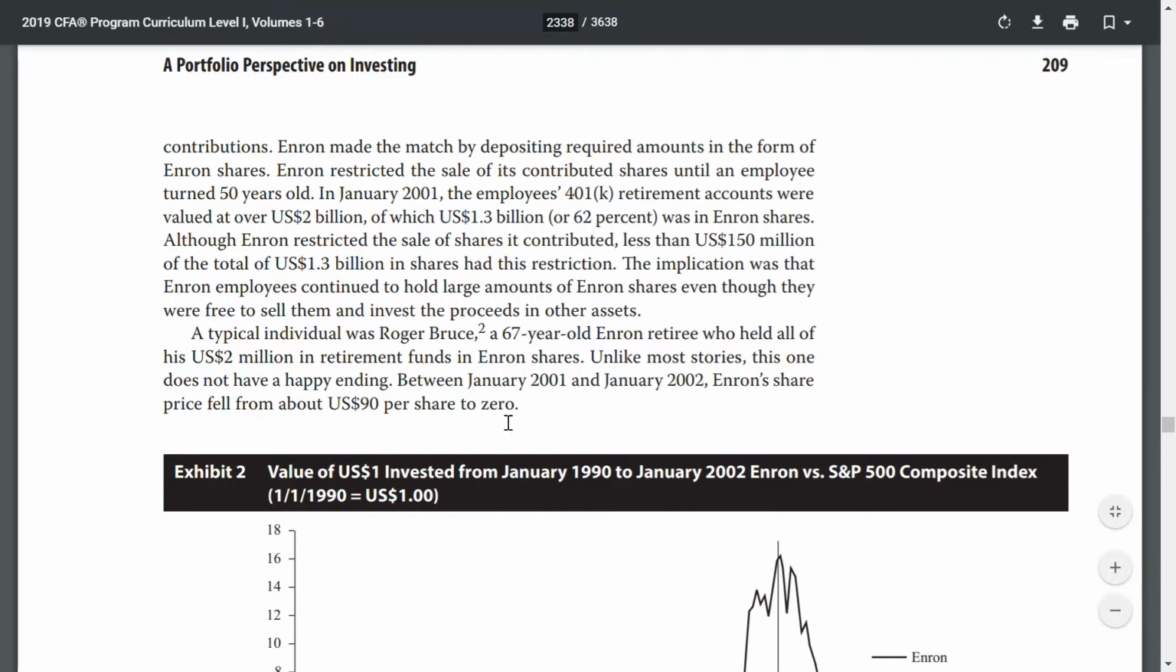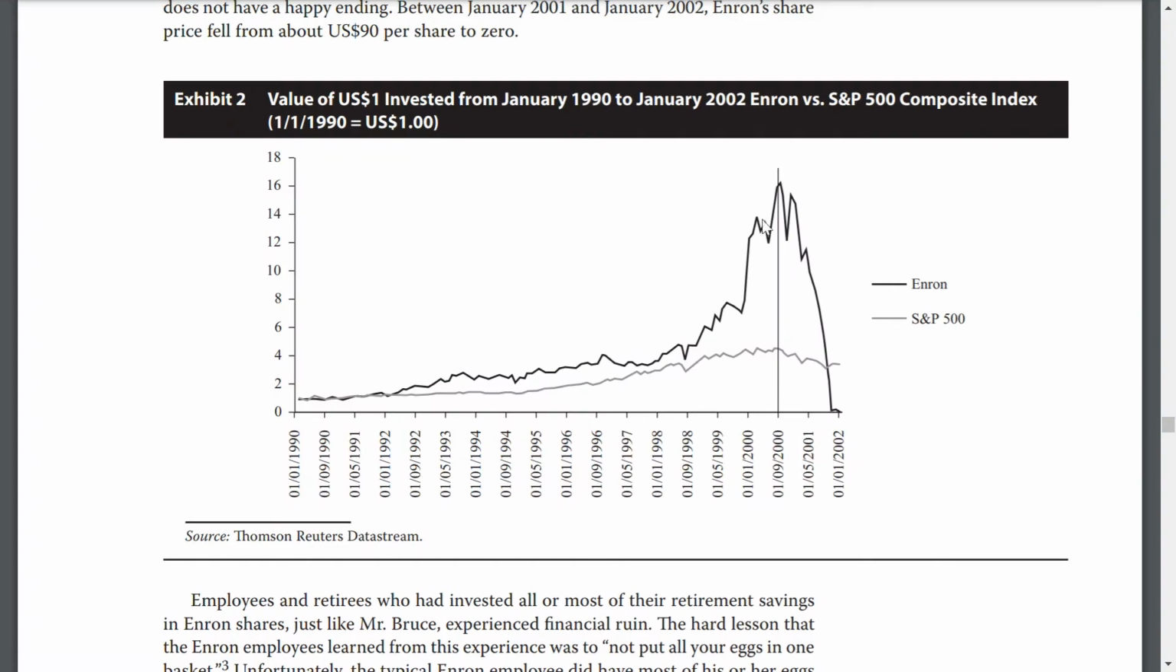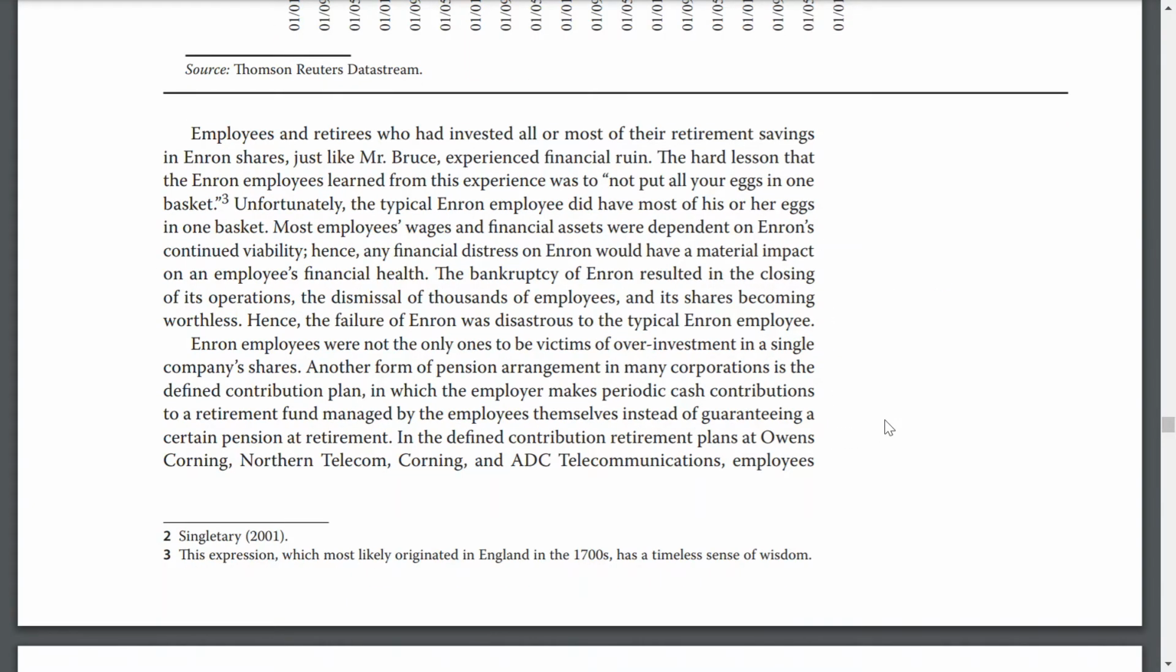Unlike most stories, this one does not have a happy ending. Between January 1st, 2001 and January of 2002, Enron shares fell from about $90 per share to zero. Damn, look at that fall. Employees and retirees who had invested all or most of their retirement savings in Enron shares, just like Mr. Bruce, experienced financial ruin. The hard lesson that Enron employees had learned from this experience was to not put all your eggs in one basket.